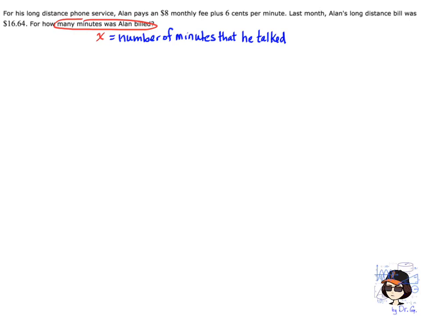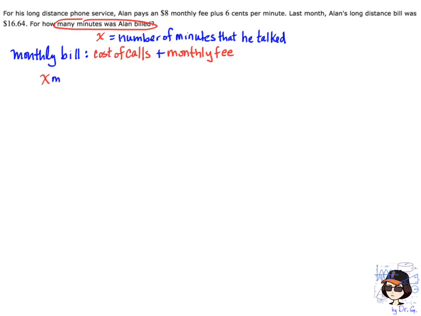Okay, so now we're going to write down an equation. We're going to use last month's long-distance bill. We know the total for the bill was $16.64, but what was it comprised of? He wasn't just billed for the calls. He had calls plus a monthly fee. So his monthly bill every month is comprised of the cost of the calls that he made plus the monthly fee. The monthly fee is the same every month, but the cost of the calls depends on the number of minutes that he talked, right?